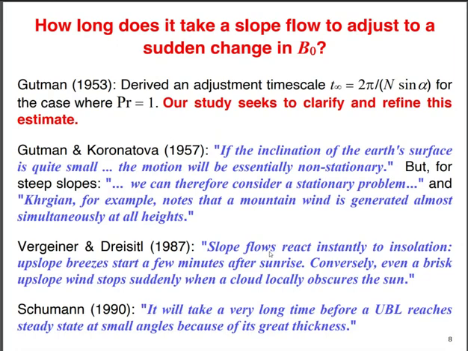Some other quotes will also be relevant for that. Slope flows react instantly to insolation. Upslope breezes start a few minutes after sunrise. Conversely, even a brisk upslope wind stops suddenly when a cloud locally obscures the sun. So that argues that it's pretty quick, pretty instant.